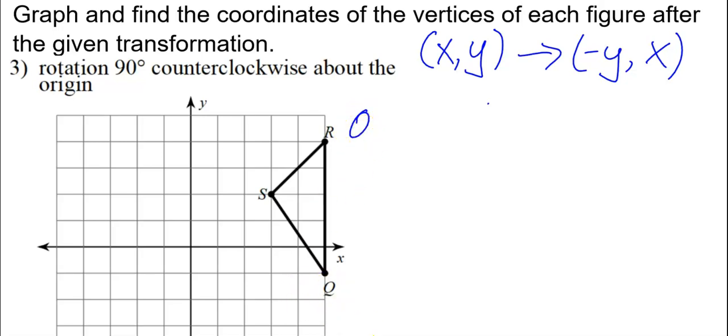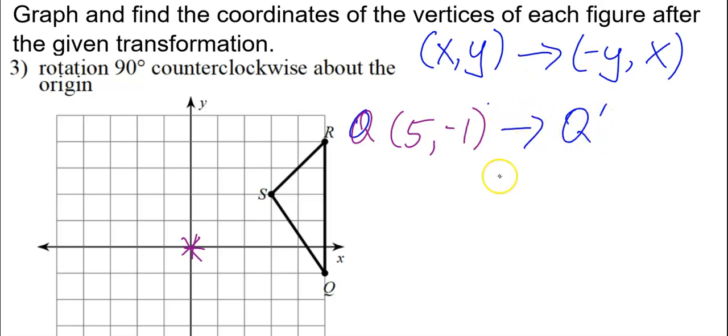So let's start with Q. Here's my pre-image Q. Starting from the origin, we're going to go 1, 2, 3, 4, 5 to the right, 1 down. 5 right, 1 down. There's Q. Now let's map that onto Q prime. Let's find out where Q prime is.